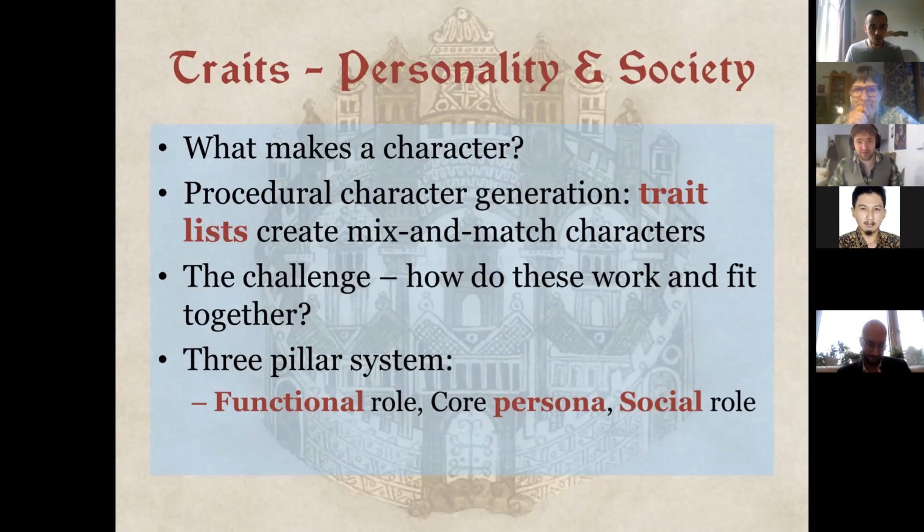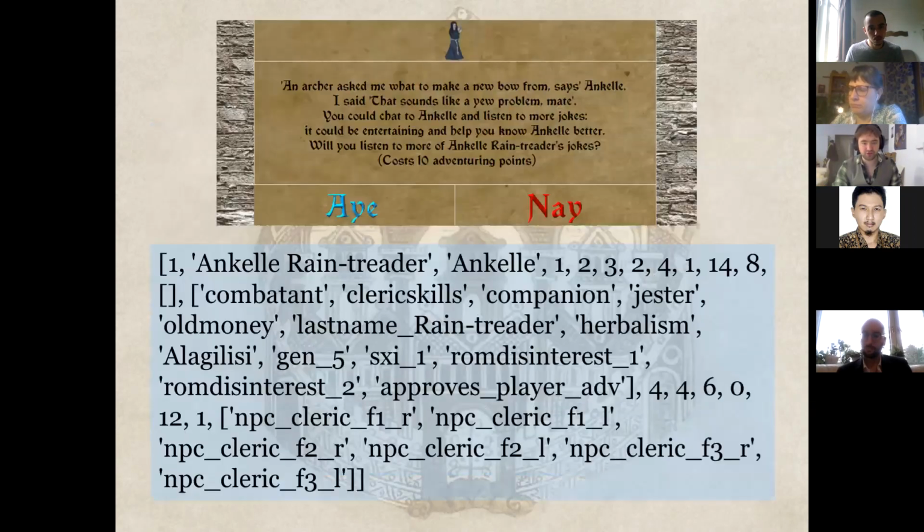Back to the... And then you meet these characters along the way, as we just saw. And you've seen what makes up that character under the bonnet, and particularly these trait lists. So we've got this 3-pillar system I've designed for traits: functional role, core persona, social role. So in Unkel's case, as we saw a couple of slides ago, her functional role is cleric skills. She is a cleric. That's the thing she does in your party.